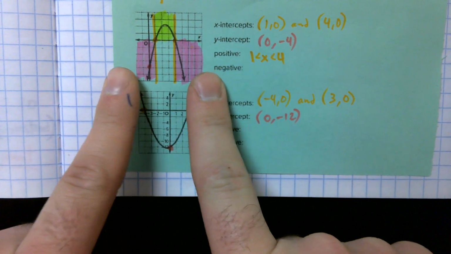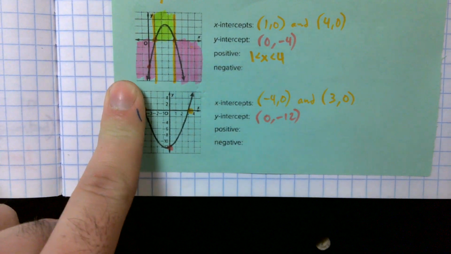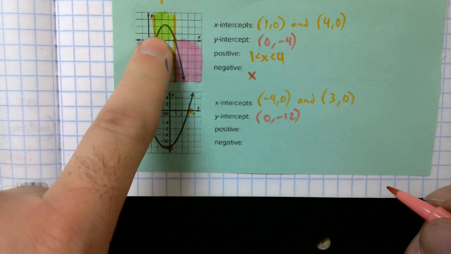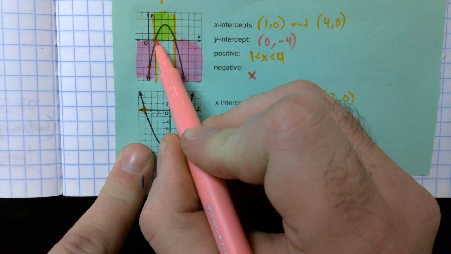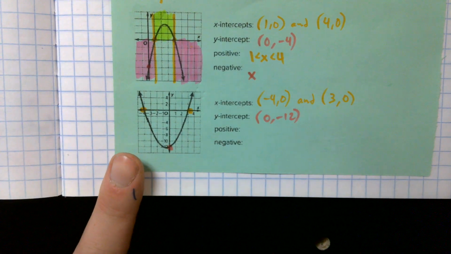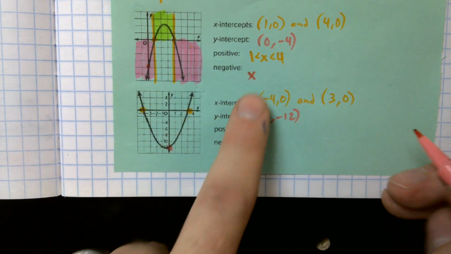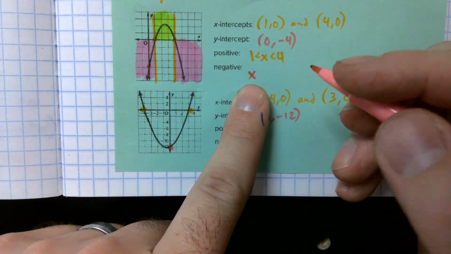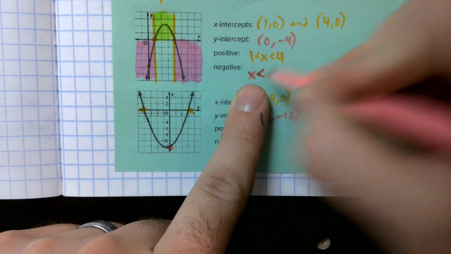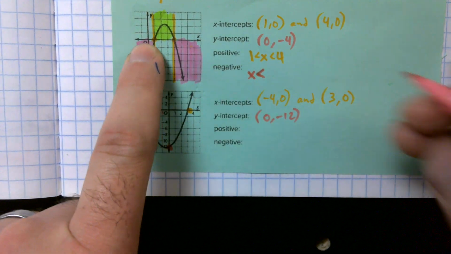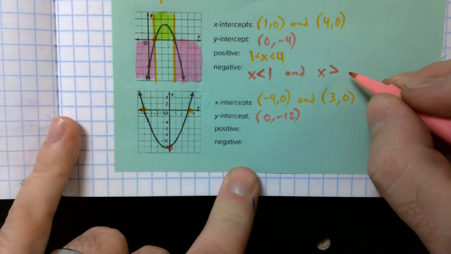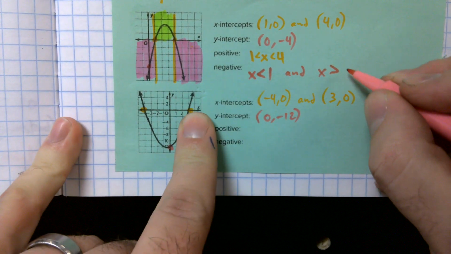Now I have 2 separate intervals for my negative. So when x is what? Anyone want to help me write this interval? And we got to write 2 separate ones. Isaac, x is what? We'll get to that one. What's x less than first? 1. And x is more than what? 4.